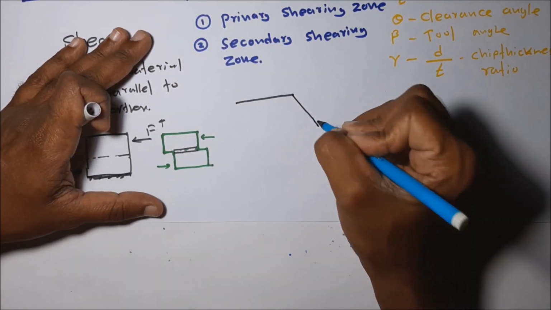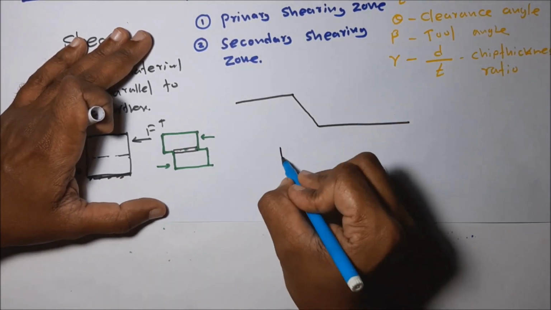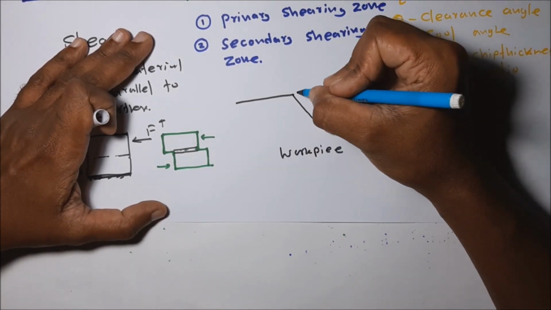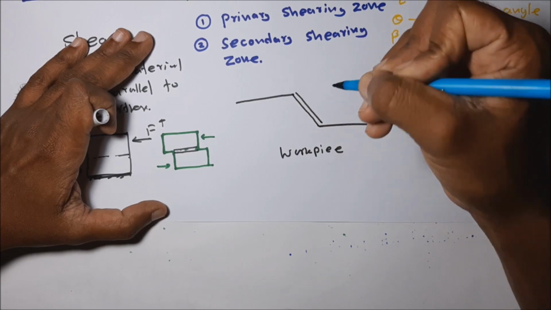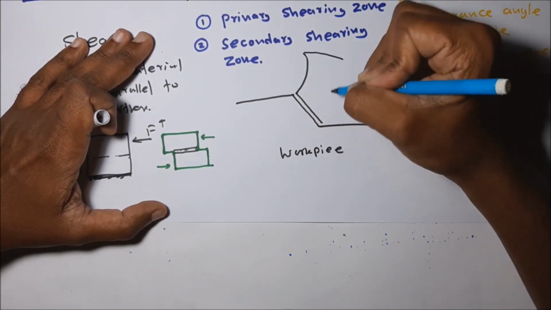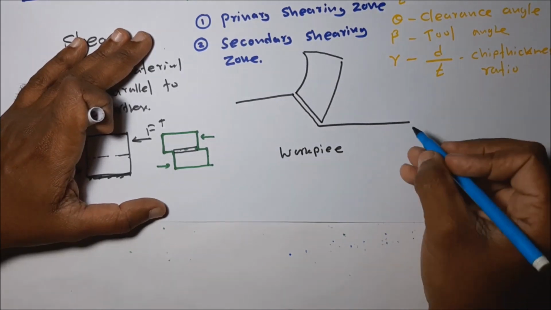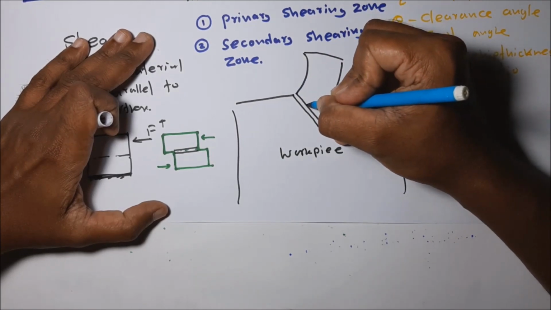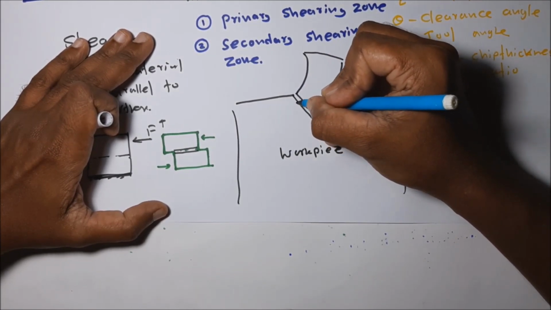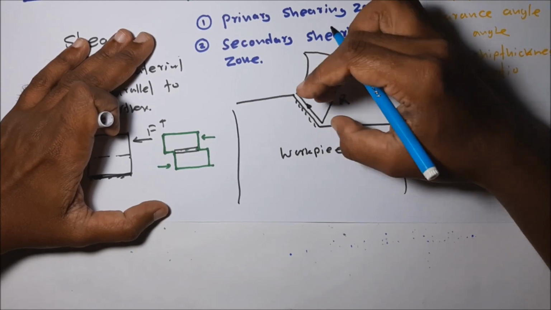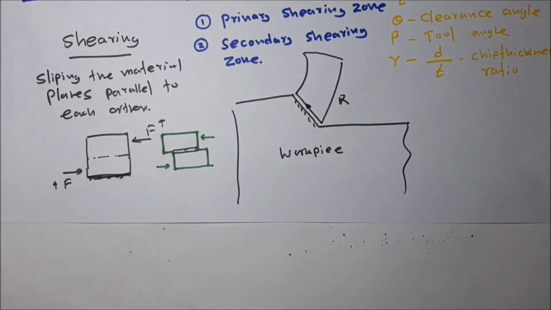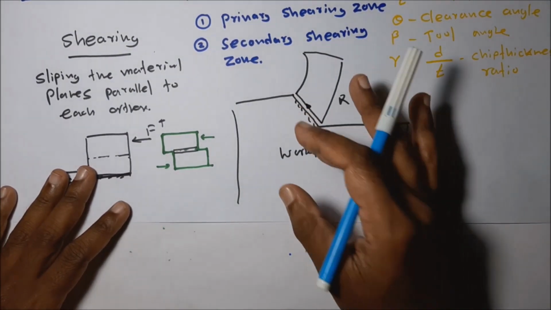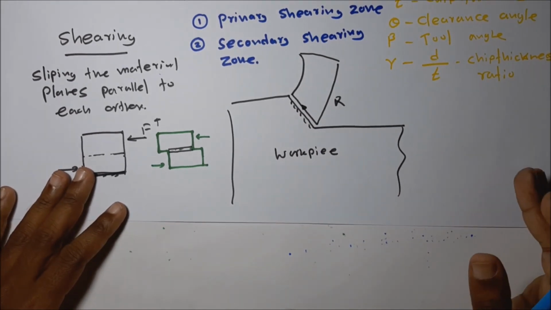This is the workpiece, and then this is the chip. If we separate these two planes in this way, we can have this kind of diagram. Due to the force acting on it, this plane slips on this plane. This is stable. If you separate these two planes at the mating surface, you can see this plane slides on this surface, called the shearing.